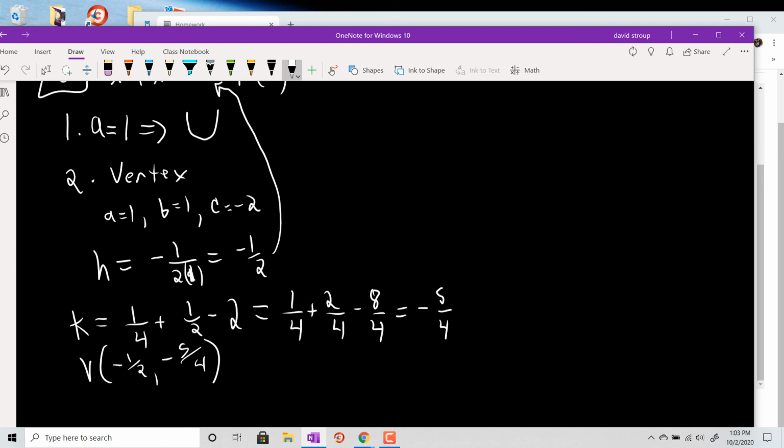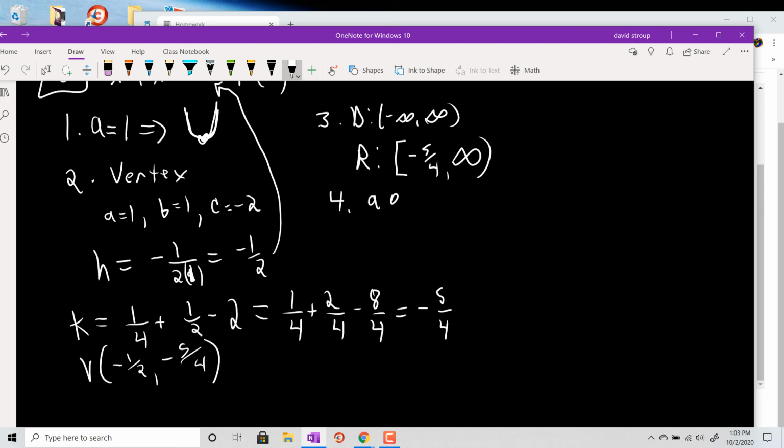From that point we can get, of course, our domain, which is easy. It's just negative infinity to infinity. The range then, because of the shape, over here to the left, it's an upward shape. It's going to start at the y-coordinate of the vertex, so negative 5/4, and then just go to infinity. We also need our axis of symmetry. So AOS, that's just the x-coordinate of the vertex. So in this case, the equation x equals negative 1/2.